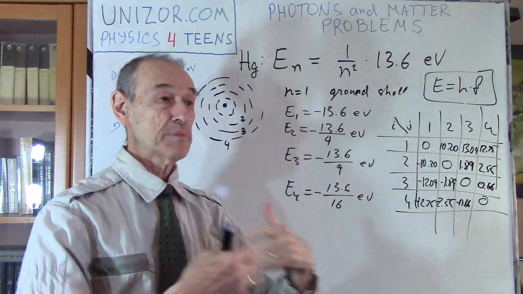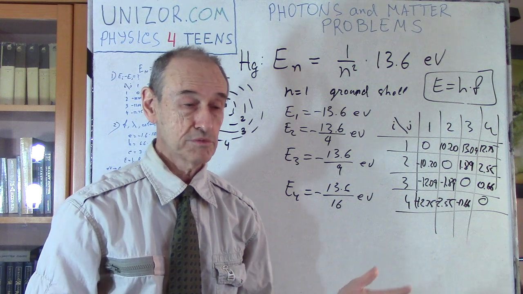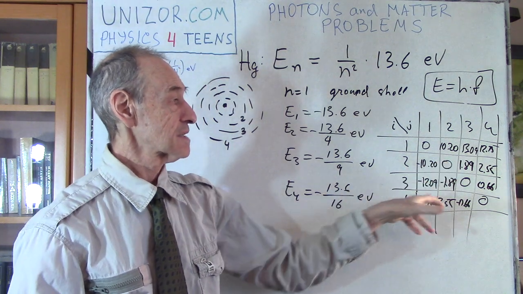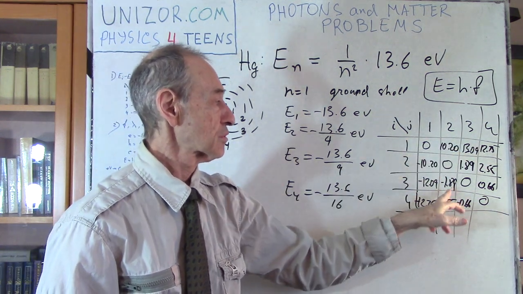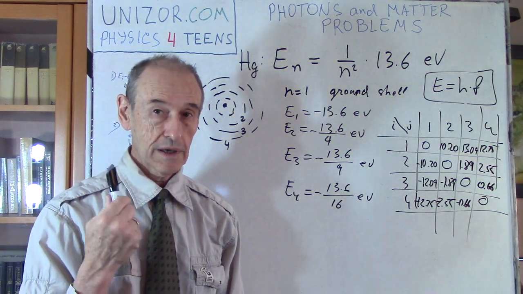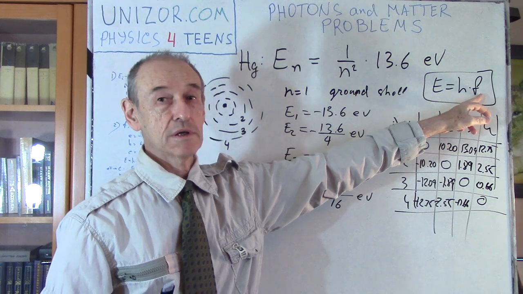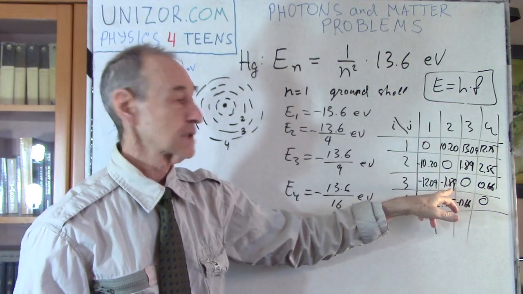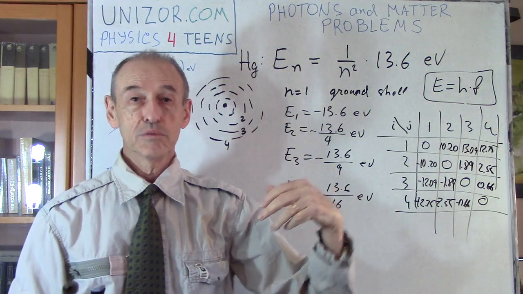Now, what happens when everything is reversed, whenever the electron, because it's kind of bored to be on an excited level, decides to go back to normal? Well, it releases exactly this amount of energy. If it jumps from the third to the second, it releases 1.89 electron volts of energy. Now, this 1.89 electron volts of energy should correspond to some frequency of light. So the frequency of light can be obtained from this number. If E is equal to 1.89 electron volts, and h is a known constant, that determines the frequency of light which is emitted.